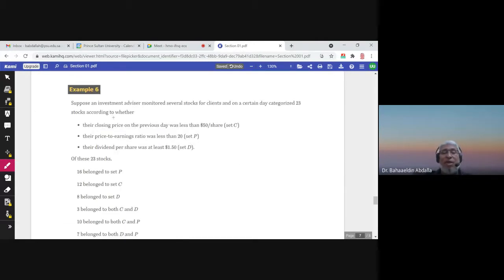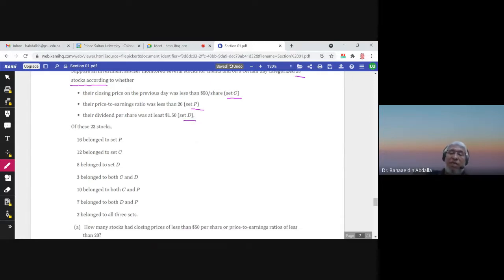Example 6. Suppose an investment advisor monitored several stocks for clients and on a certain day categorized 23 stocks. So we have 23 stocks in total. Their closing price on the previous day was less than $50. Let us call this C. Their price to earnings ratio was less than 20. Let us call this capital P. Their dividend per share was at least 1.5. So let us say that this set is D. So we have three sets, C, P, and D.